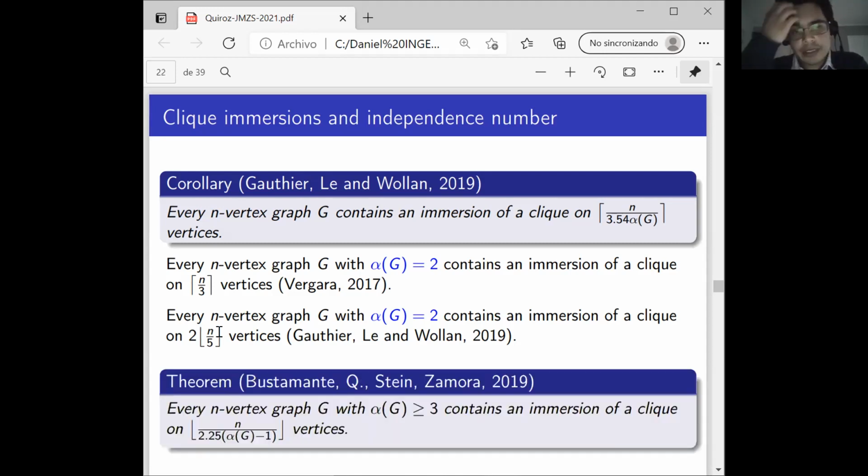And what we proved is that if your independence number is larger than 2, if it's at least 3, then your n vertex graph will contain a clique immersion on n over 2.25 alpha minus 1. So we improved this 3.54 to this 2.25 and a bit more. I'm actually hiding some constants there, but this is essentially it. Okay, so any questions so far?